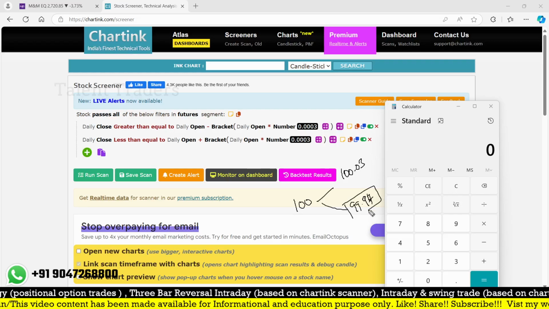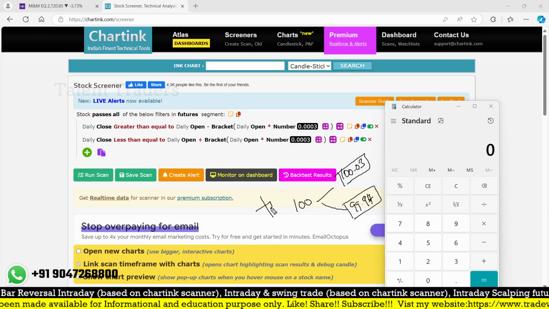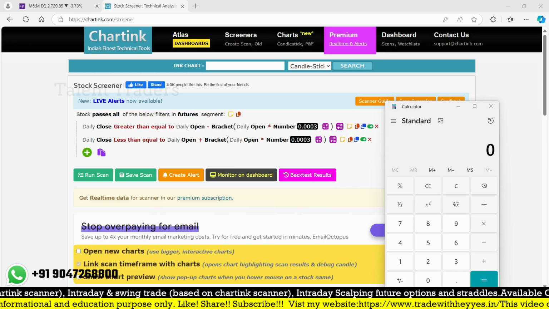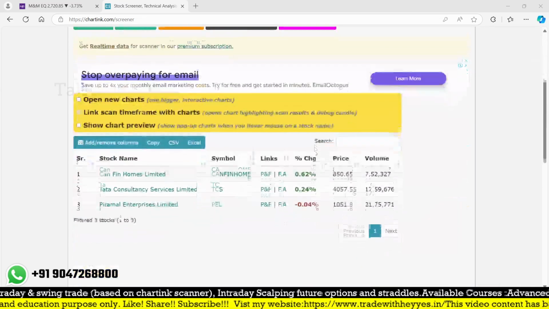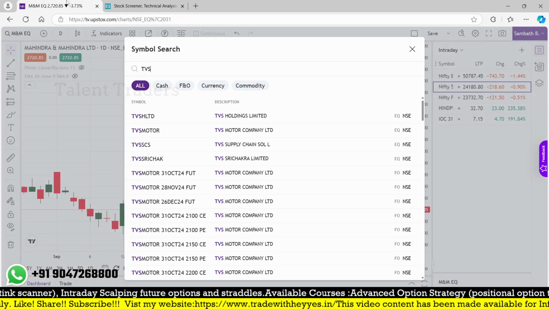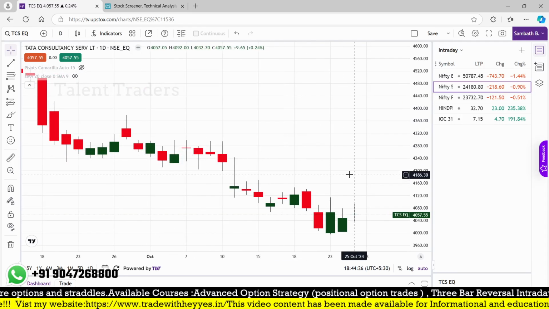So this variation, if open and close, it will be considered as a doji. Let me check how it is considered as a doji. Let me go for Tata Consultancy today, TCS. Okay, so it looks like a doji.